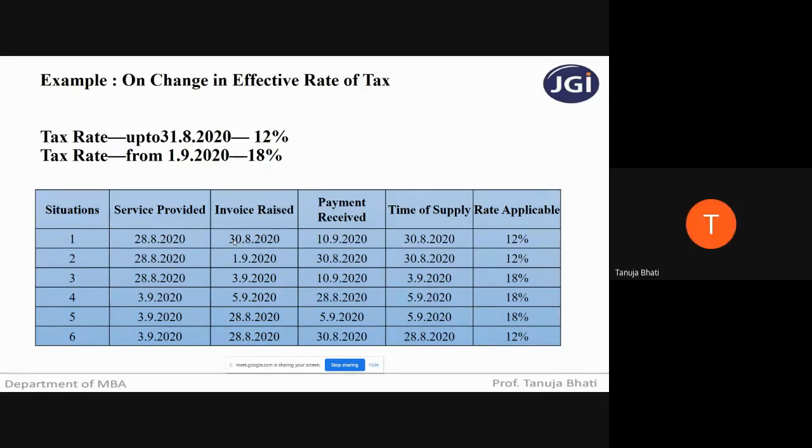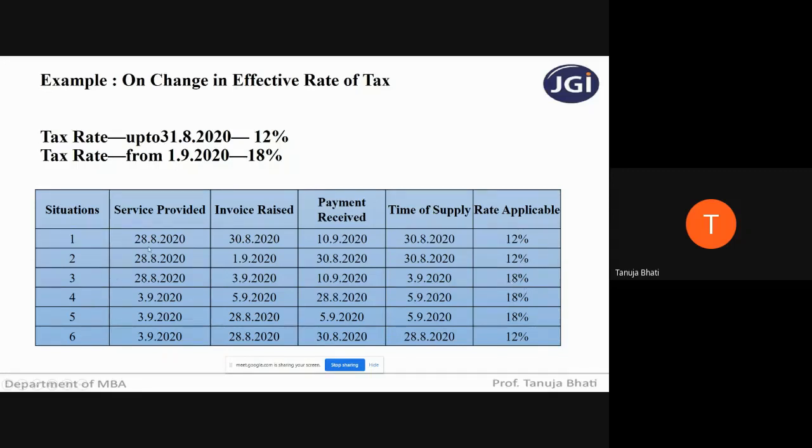Okay. So in the third situation, what is happening? The service is provided before the change in the rate of tax, that is on 20th August. But the invoice is raised on 3rd September. So it is after the change in the rate of tax. And payment also is received afterwards, that is on 10th September. So in this case, you have to check invoice raised or payment received, whichever is earlier is going to be your time of supply. So 3rd September or 10th September, which is earlier? 3rd September. The time of supply in the third case is 3rd September. What is the rate applicable on 3rd September? From 1st September onwards, it's 18%. Therefore, the rate applicable on the commodity will be 18%.